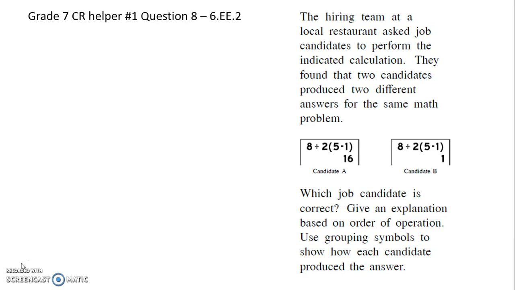All right, it says the hiring team at a local restaurant asked job candidates to perform the indicated calculation. They found that 2 candidates produced 2 different answers for the same math problem. Which candidate is correct? Give an explanation based on order of operations. Use grouping symbols to show how each candidate produced the answer.